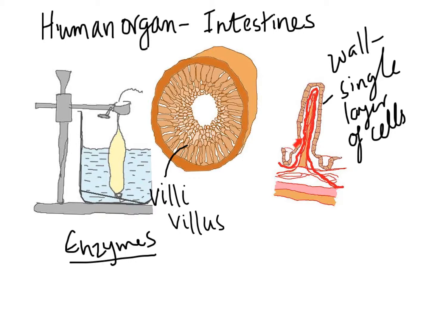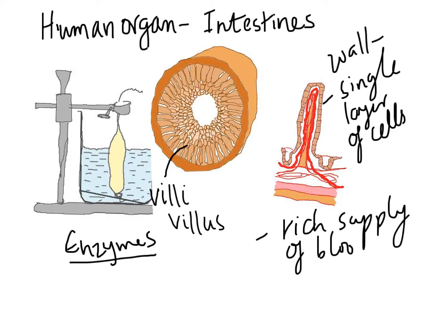And you have a very good supply of blood in each of these villi. As you can see here, that red line shows the blood supply. Because you have a very good blood supply inside the villi, food has to just go through that single layer of cells straight into the bloodstream. So the rich supply of blood is another adaptation of the small intestine. So two adaptations: one is the thin wall, which is made up of a single layer of cells, and the second adaptation is the rich supply of blood.